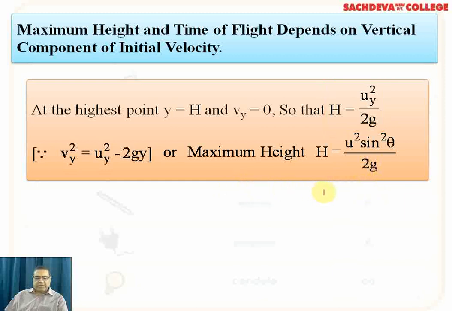This is in accordance with the equations of the uniformly accelerated motion, because vy square is equal to uy square minus 2gy. So the maximum height will be h is equal to u square sine square theta over 2g.